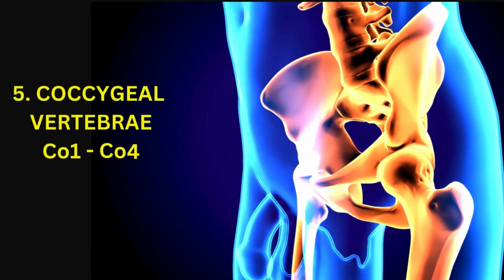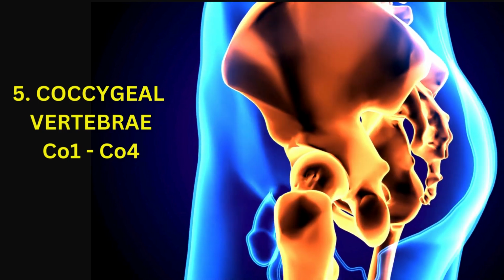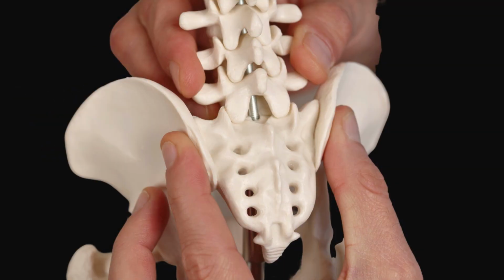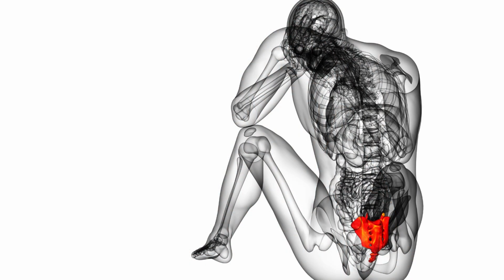5. Coccygeal vertebrae, Co1 to Co4. Fused into the coccyx or tailbone, a small triangular bone. These vertebrae are at the base of the spine. Rudimentary spinous processes and transverse processes.